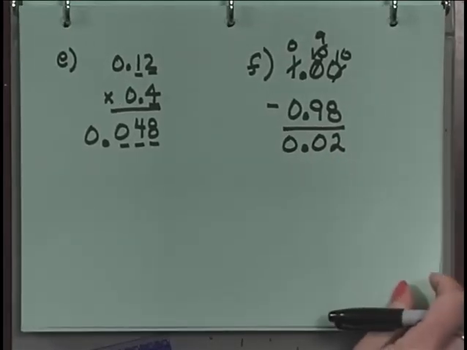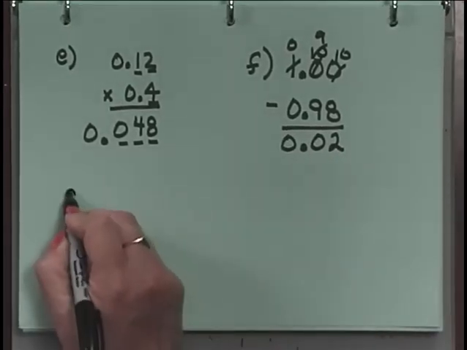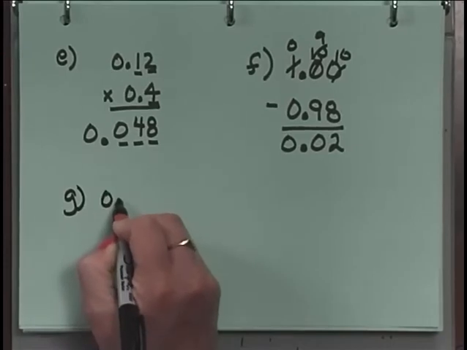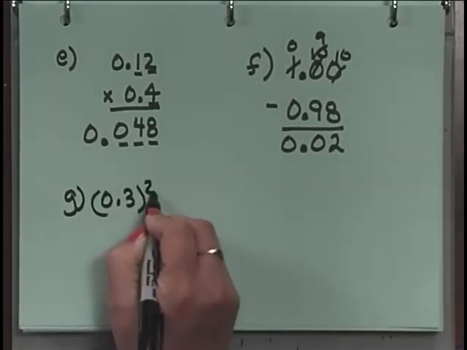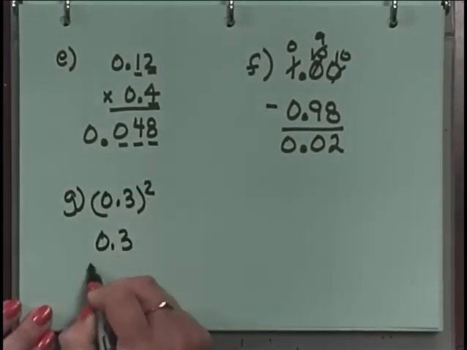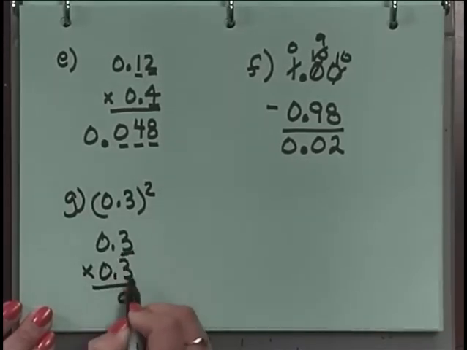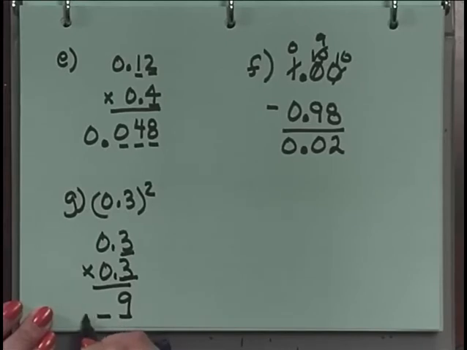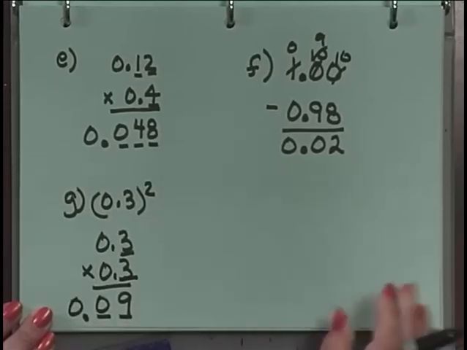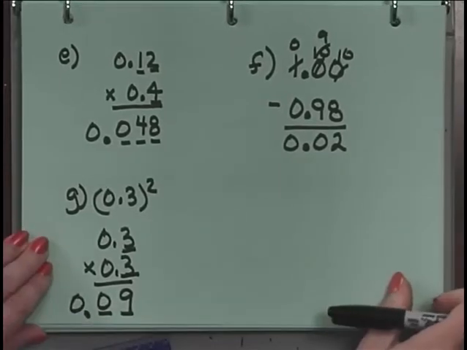Okay, let's look at problem G. For problem G, we're asked to take 3/10 and square it. So that's going to be 3/10 times 3/10. Well, 3 times 3 is 9, but we need 2 decimal places, so 1, 2, so we'd have to insert a 0. So 9/100 would be the answer.